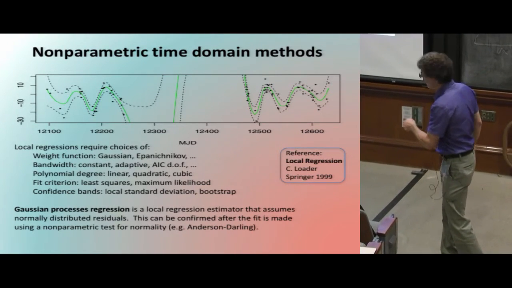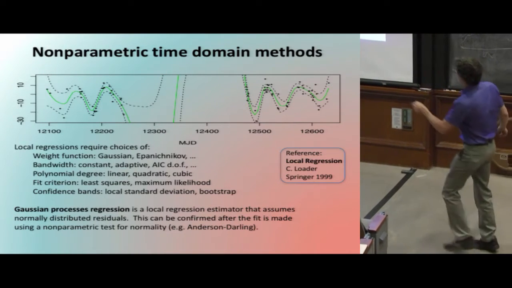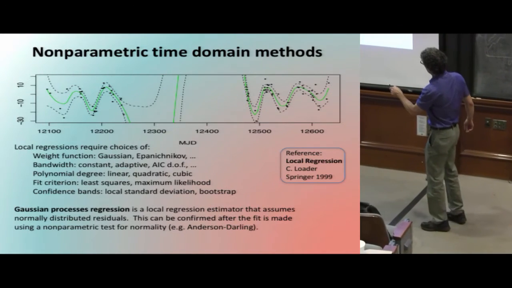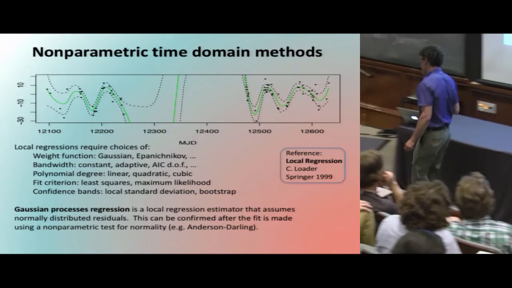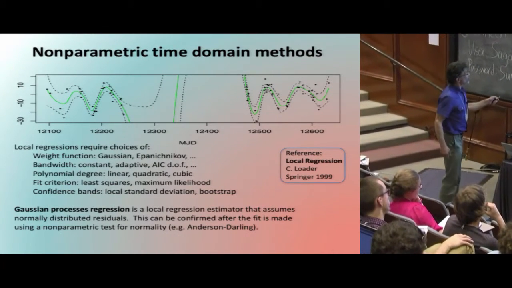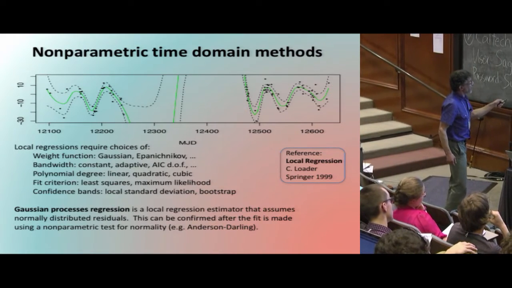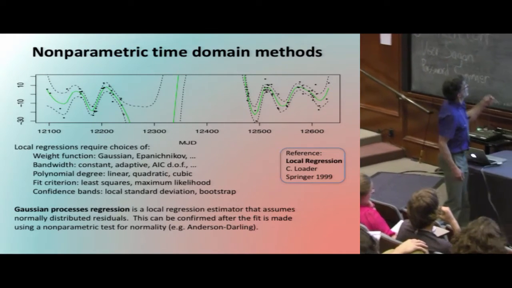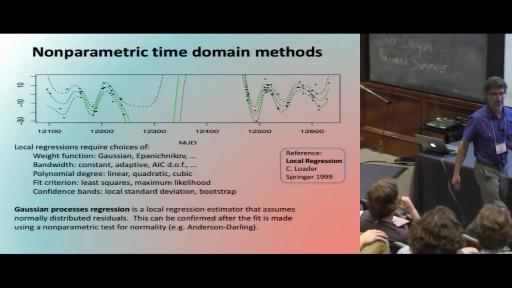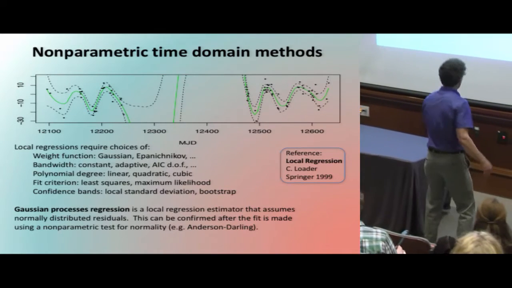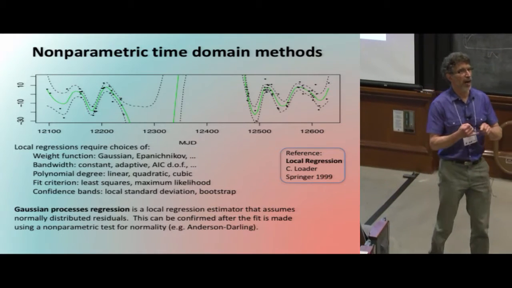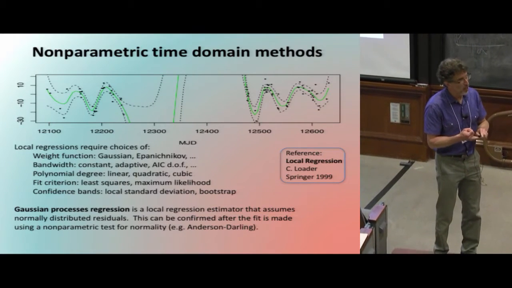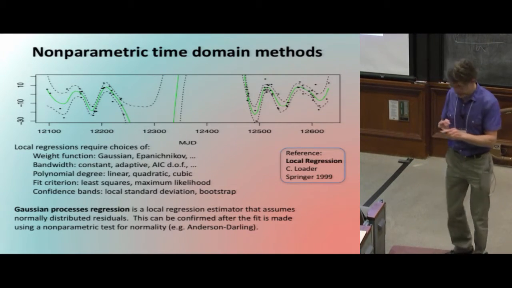That's usually done either if you make a Gaussian assumption with the local standard deviation inside the window, or more commonly it's done through the bootstrap, which allows non-Gaussian scatter. So 1, 2, 3, 4, 5 decisions to make in order to make a curve like this. Okay, now one of these methods, there's a whole bunch. There's spline regression. There's LOESS, L-O-E-S-S.